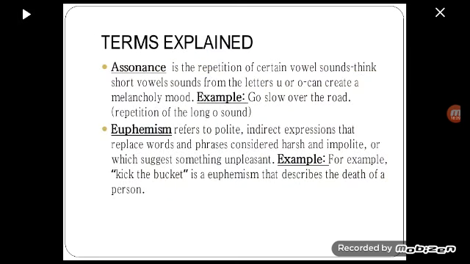Here are some terms explained. Assonance is repetition of certain vowel sounds. Think short sounds. Short vowel sounds from the letter U or O can create a melancholy mood. Now look at the example, go slow over the road, or find others of similar nature. Euphemism refers to a polite or indirect expression that replaces words and phrases considered harsh and impolite, or which suggest something unpleasant. For example, kick the bucket is a euphemism that describes the death of a person.